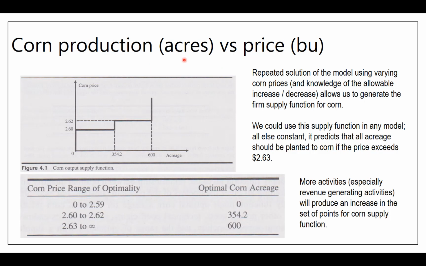Okay, so corn production acres versus the price per bushel. That's what this supply curve is drawn as, and here's how they put the supply schedule together. And I think it's fine. I think it looks nice, and these are two representations of the same thing. And again, I just want to remind you, we could use this supply function in any model where we believe the base assumptions are going to hold constant, with the soybean price, the amount of land in production, those sort of things.